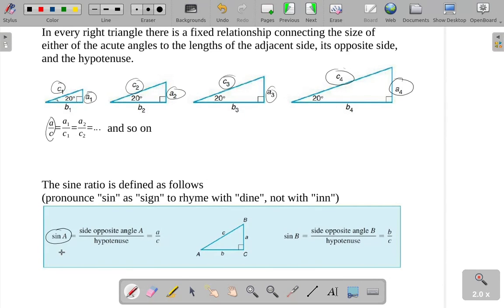We call this sine. When you see this spelled out, it looks like S-I-N, but it rhymes with dine, not with din. So we pronounce this sine. Sine of angle A would be the side opposite angle A divided by the hypotenuse. So in this particular drawing, sine of A would be A over C. Sine of B is taking the side that's opposite B, this side right here, and dividing it by the hypotenuse. So lowercase b divided by lowercase c. You can see that's written right there.